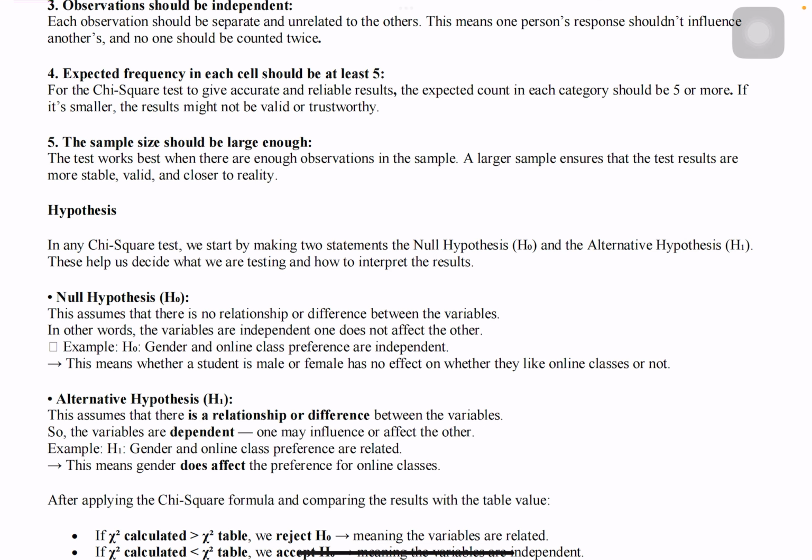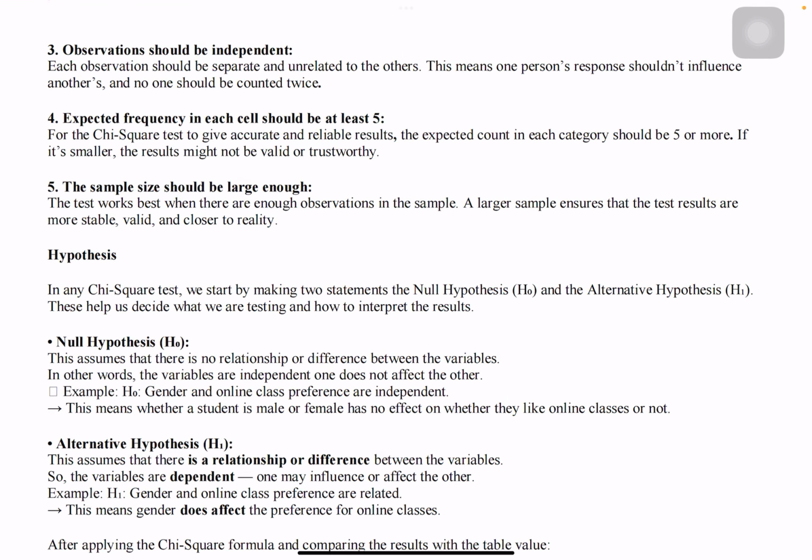The sample size should be large enough. The test works best when there are enough observations in the sample. A large sample ensures that the test results are more stable, valid, and closer to reality.